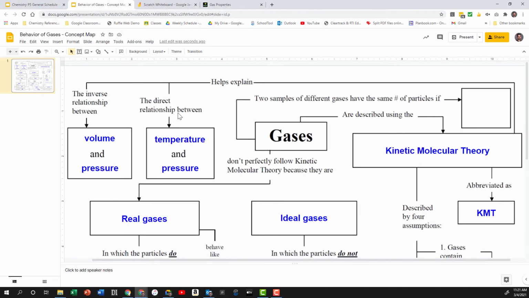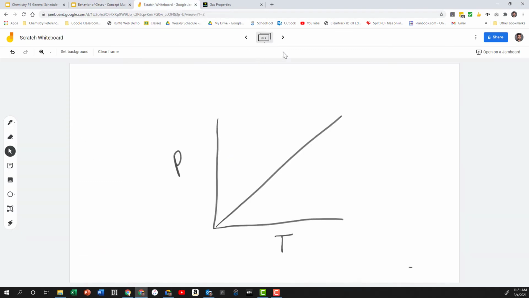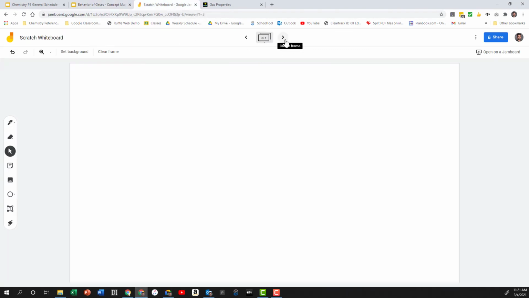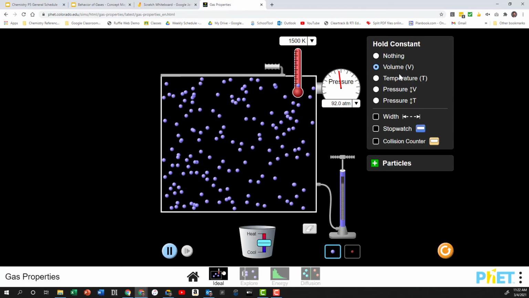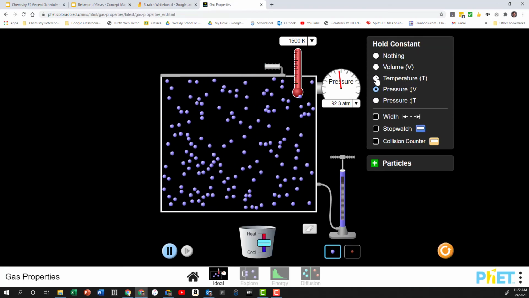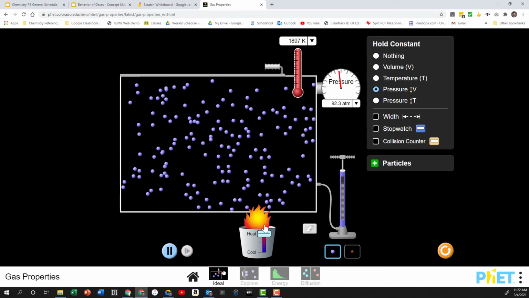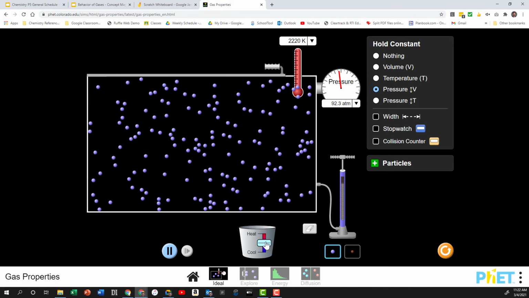There's also a direct relationship, and I don't have it on the concept map because it's not really commonly talked about that much. But if we keep the pressure constant, the volume will increase if you increase temperature. All right, so if we look at this, we're going to keep the pressure the same. So you can see the volume, you can see it is expanding now.